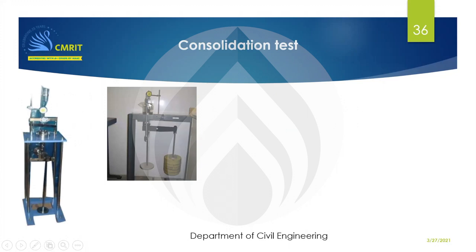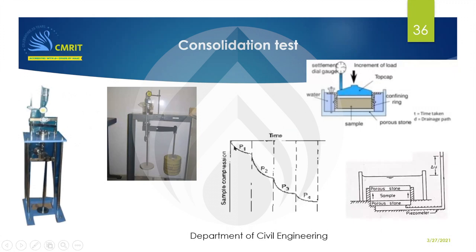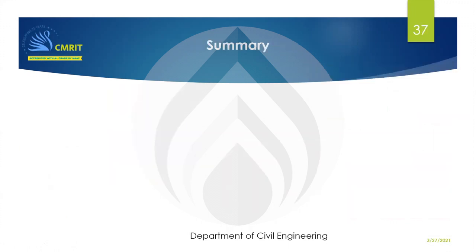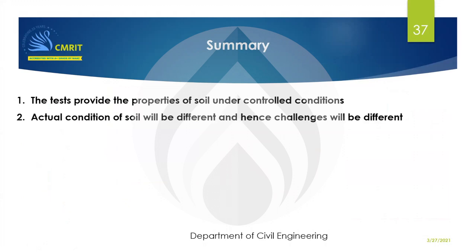Generally for the consolidation test, we use a very small sample, 6 centimeter diameter and 2 centimeter height. With that itself, you can determine the property of the soil. This is a sample with porous stones, which indicate how the water can come out. So these are the tests provided under controlled conditions. As I told you, it is very easy to do the test in the laboratory because the conditions are in our hands. But in actual conditions it will be really challenging, because things will not be the same as we want or as expected.